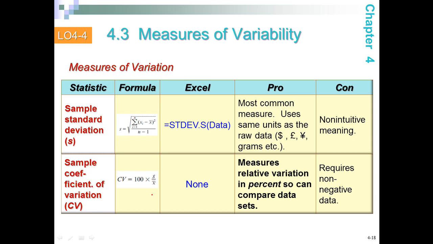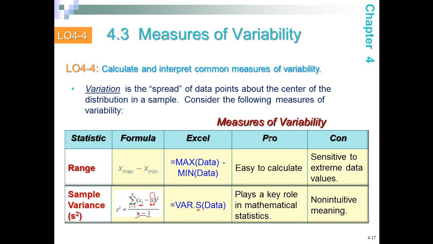Other measures of variability that are very useful for us are the standard deviation, which just turns out to be the square root of the variance. So we get STDEV.S, the sample standard deviation. There's a population version of this as well. This is nice because it has the same units as the raw data. If x is in dollars, s is in dollars, whereas the sample variance would be in dollars squared.